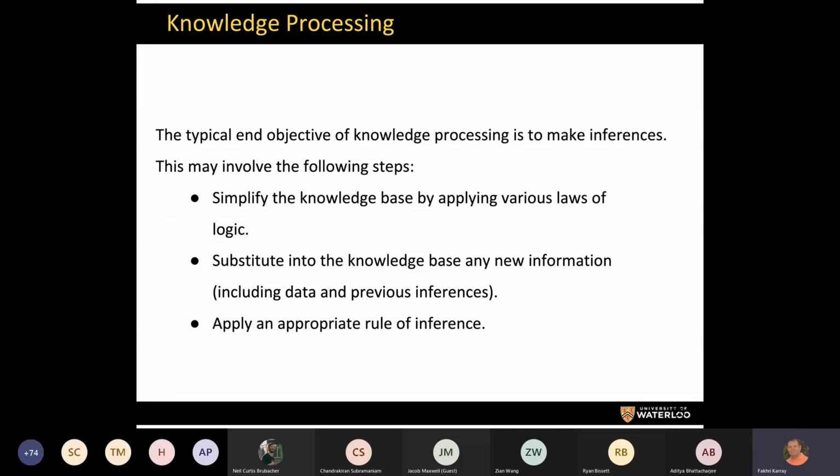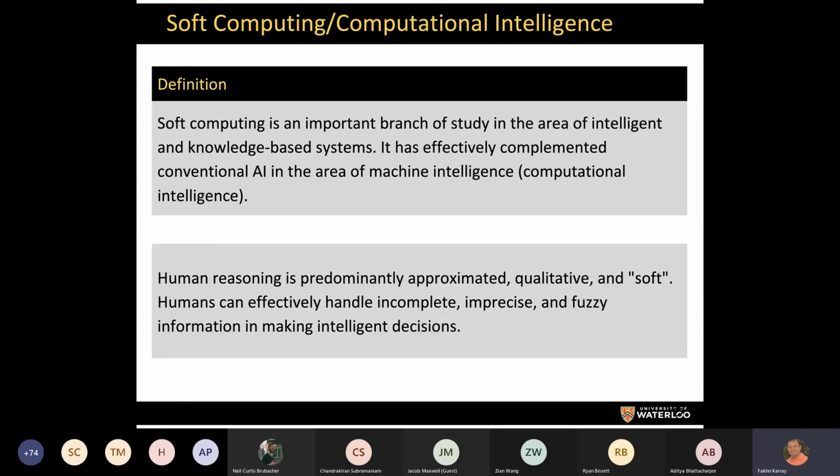And possibly speak about knowledge processing here, how to tackle the knowledge, how to improve the knowledge engine of a particular system. There are three major characteristics: simplifying the knowledge base, substituting into the knowledge base the new information, so basically updating the inferencing mechanism as we receive additional information from a particular type of process, and applying an appropriate rule of inference. We are going to see this within the context of fuzzy logic systems.